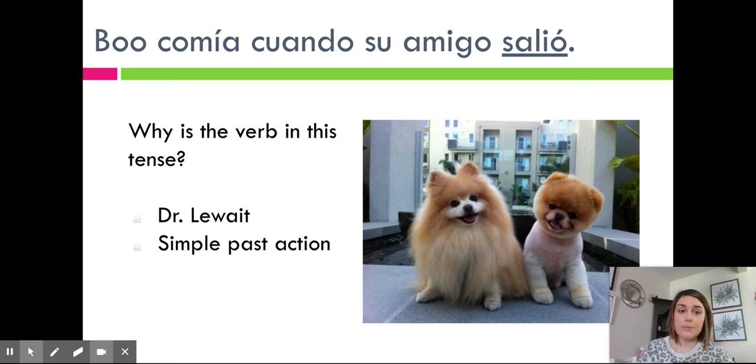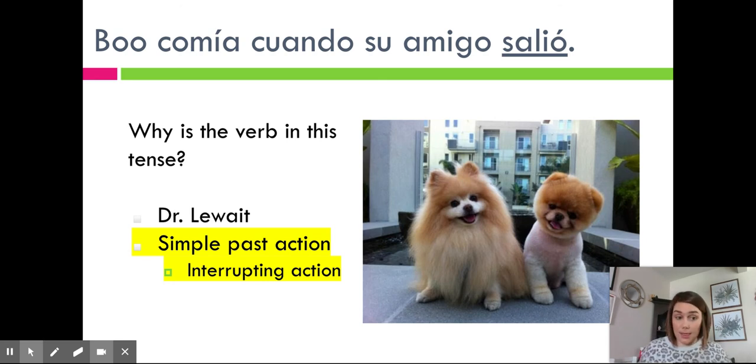So this verb here, is it a Dr. Lewaite or a simple past action? Muy bien. It is a simple past action. In this case, it's an interrupting action. Boo was eating when his friend left the party, so it interrupted his eating. We also know that after cuando, we typically use the preterite, right? And so in these kind of sentences where you see two together, the first verb is telling me what was going on, happening in the past, and then the second verb interrupts it as is in the preterite.